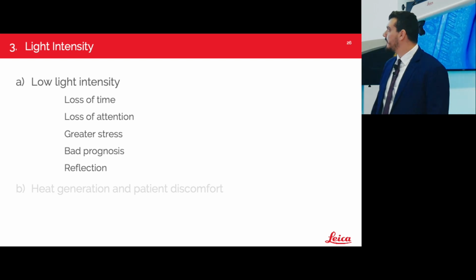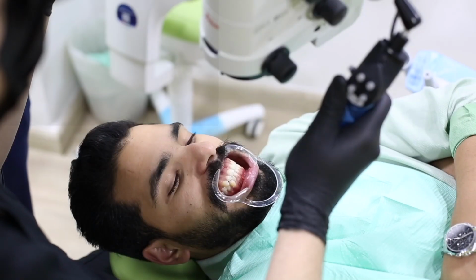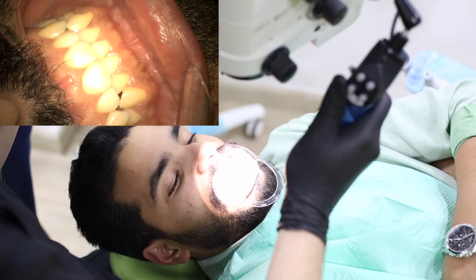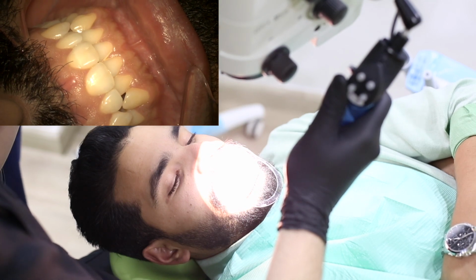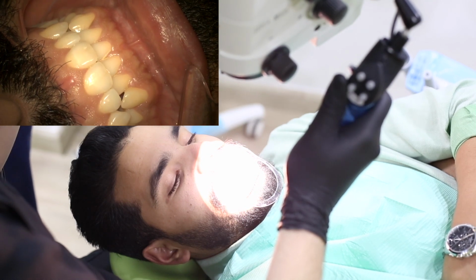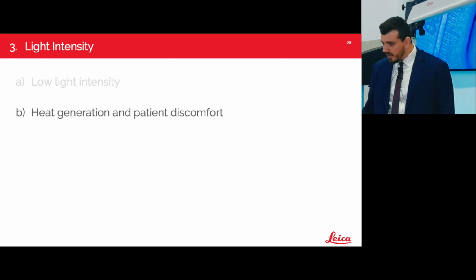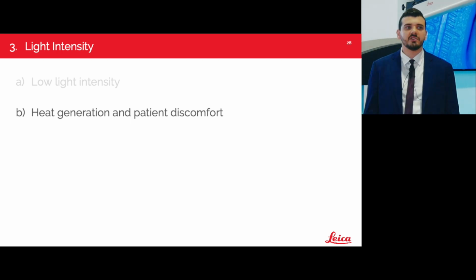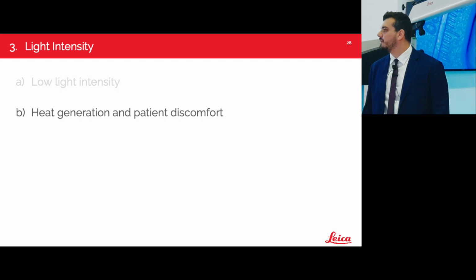And how does the Leica microscope overcome this problem? Simply, when you increase the intensity of light, it is increased in a way that does not harm your eyes. So we can see that the light increased outside, but inside the mouth it's good and does not harm your eyes.